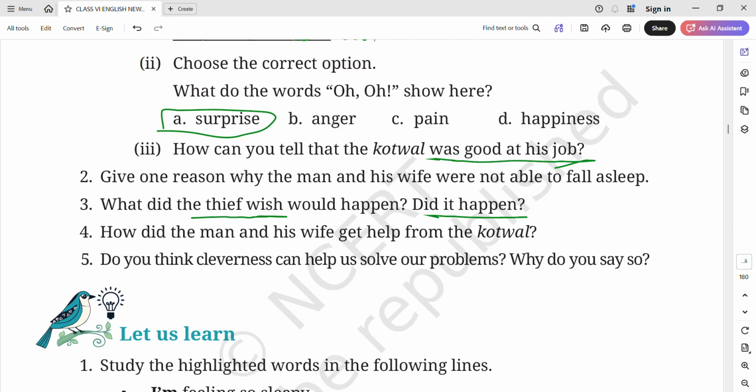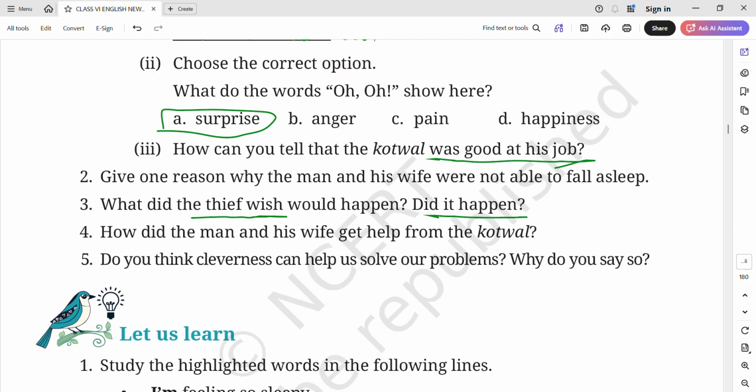Question number 4. How did the man and his wife get help from the Kotwal? How did they get the help? When they called out the name Rama, Rama listened to his name. He came towards the house. He got to know that someone had dug out his way into the house, and that's why he came inside the house and caught the thief. So in this way, he helped them out.